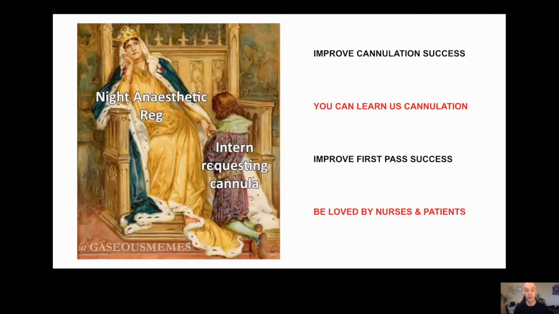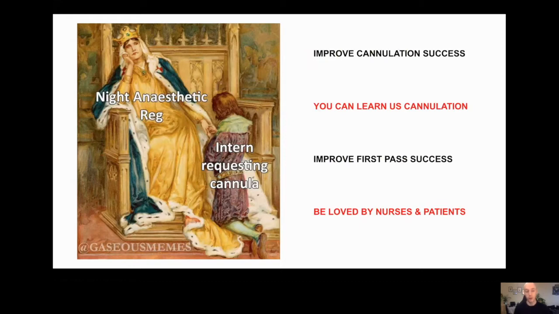So why are we doing this talk? We've all been in this situation. I have been in that situation when I was training as an FY doctor, and I want to get rid of it. There's no reason why anyone that's competent at cannulation can't also learn ultrasound cannulation. I learnt it in, I think, F3. I saw it first in F2.